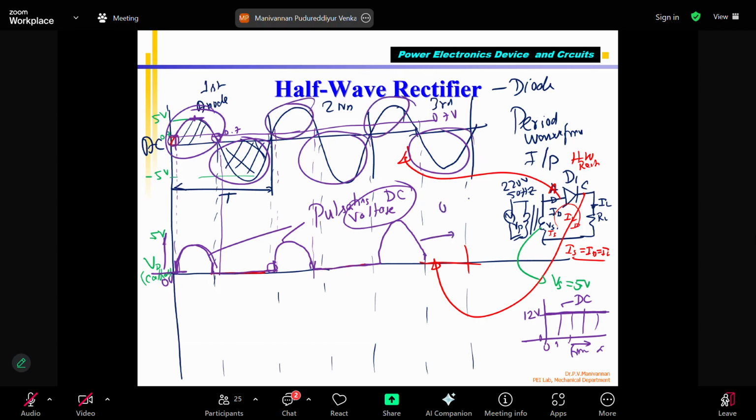This is the output of the rectifier. Who is the rectifier? The diode. The diode output is a pulsating DC. Voltage is always one-sided. It goes 0 to 5 volts, comes down, again remains 0 for the negative cycle, again 0 to 5 volts.